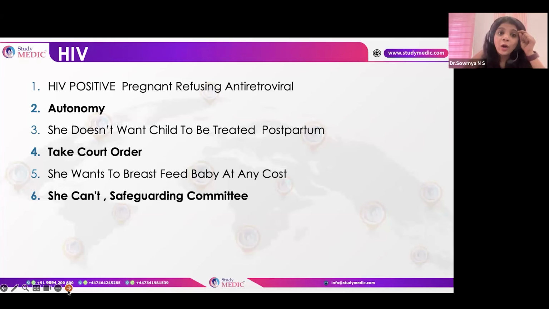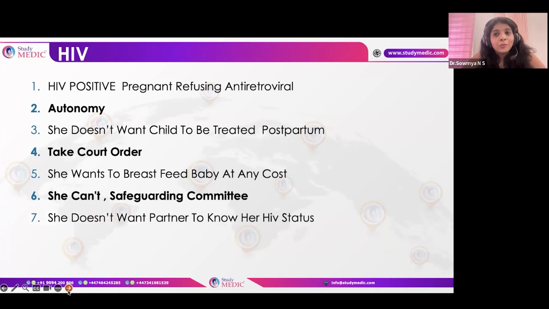However, they cannot be forced, like probably she is trying to do it for her social circumstances or whatever. In that case, she cannot breastfeed. You have to counsel her, you have to explore her concerns. In spite of that, if she wants to, then the safeguarding committee has to be informed. At times, what happens is they can take away the child. So that is something which the mother has to understand.